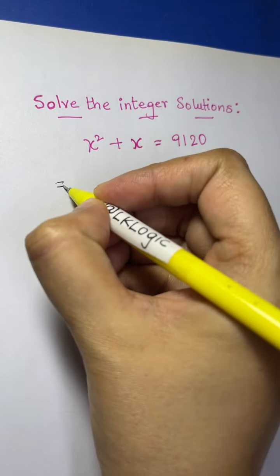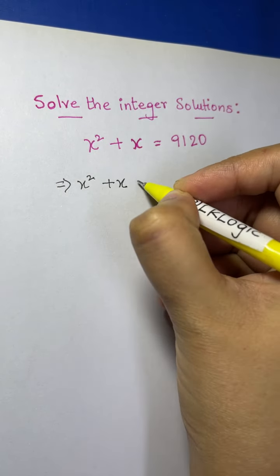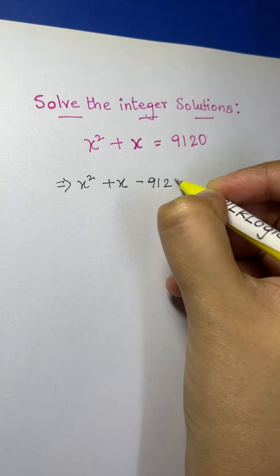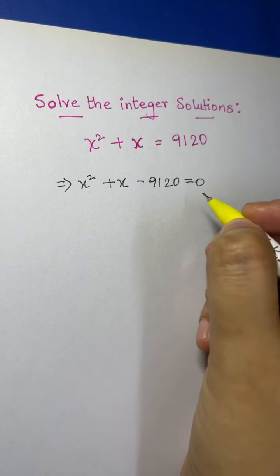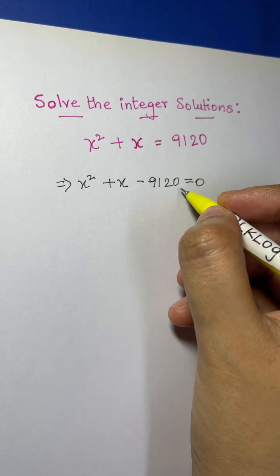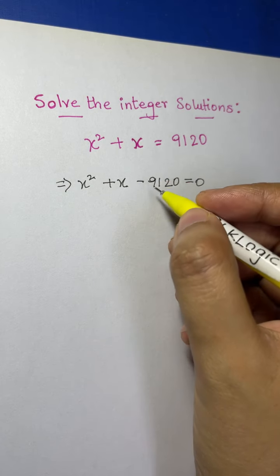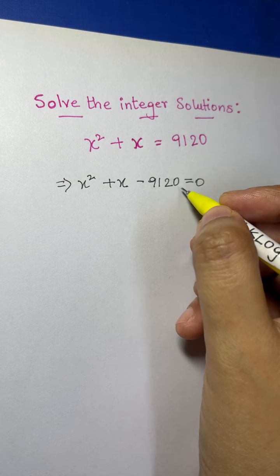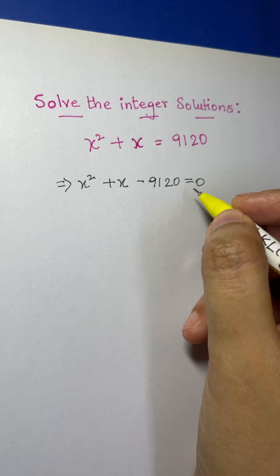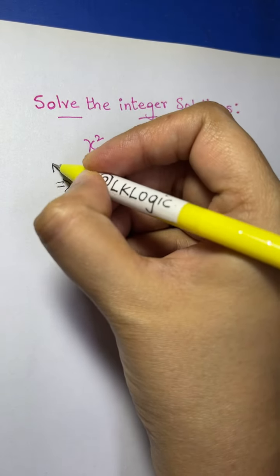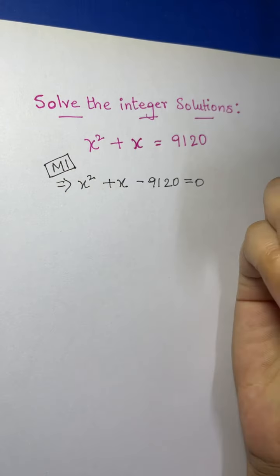That will be x squared plus x minus 9120 equals 0. Now what's the next step? What you can do is the product should be 9120 and your sum should be plus 1. The coefficient of x is 1 and the product should be 9120. So it is always in the form of factors. This is method 1 which we are talking about. I'm going to show you the second method as well, which is very wonderful.